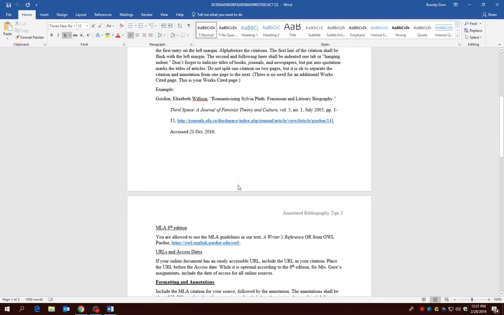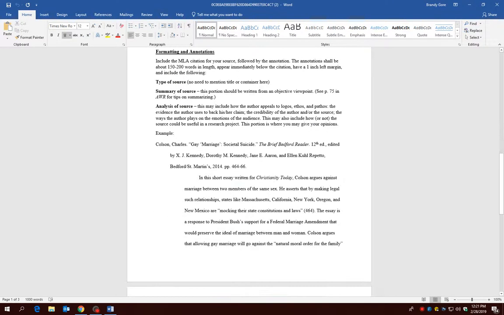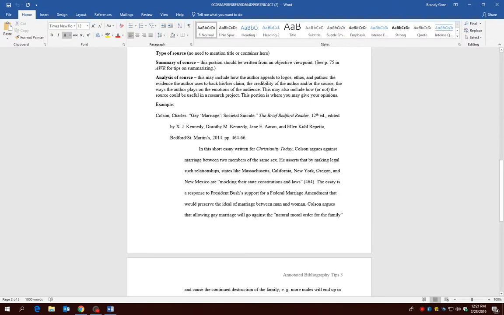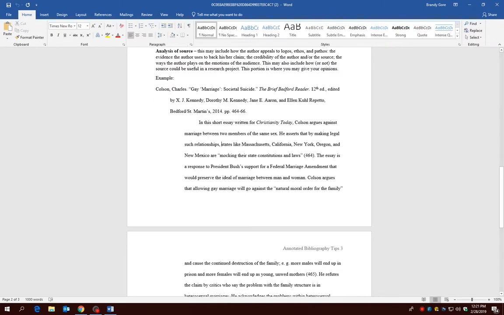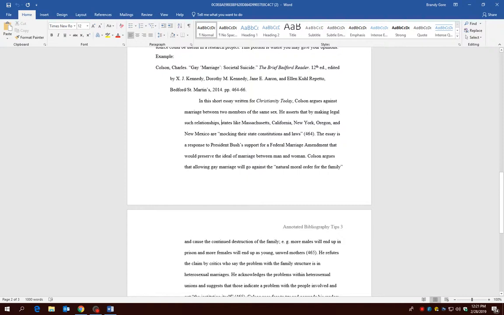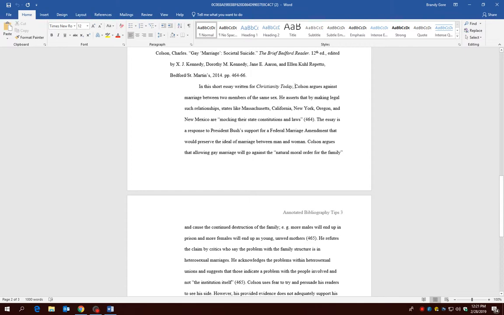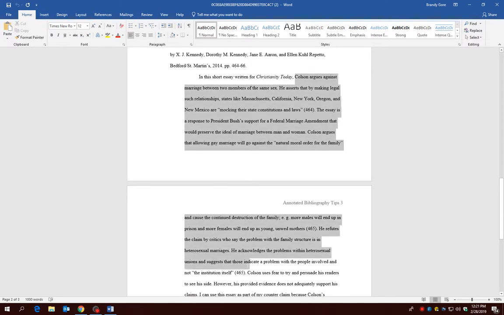Down here below, we have the citation and the annotation together. We have the Charles Colson entry here. Notice that this starts with "in this short essay," which is the type of source. And then we have summary. Most of your annotation is going to be summary. Quote very sparingly, only if he absolutely says it better than you can.